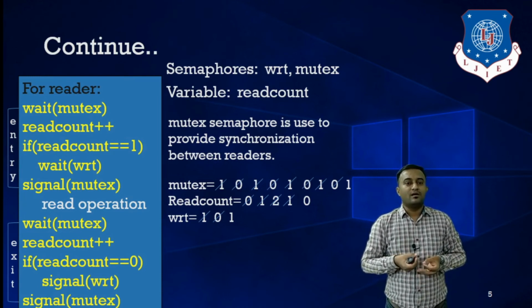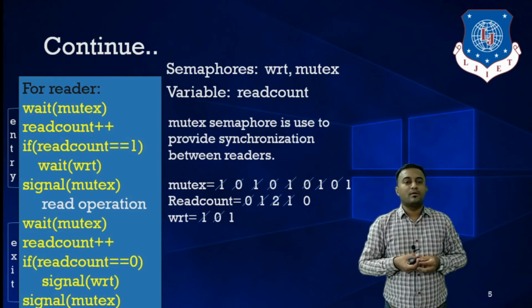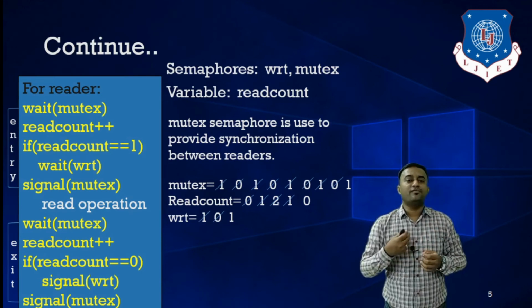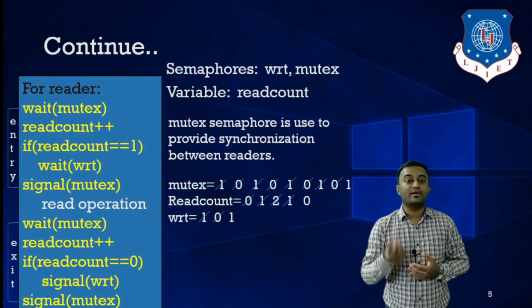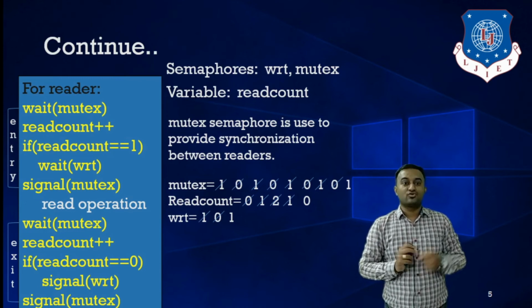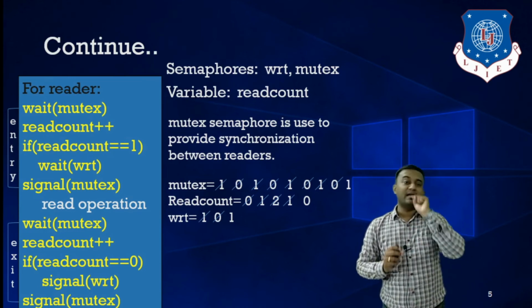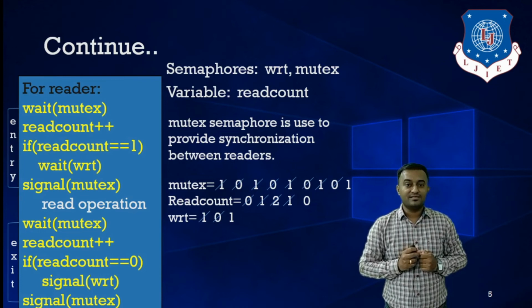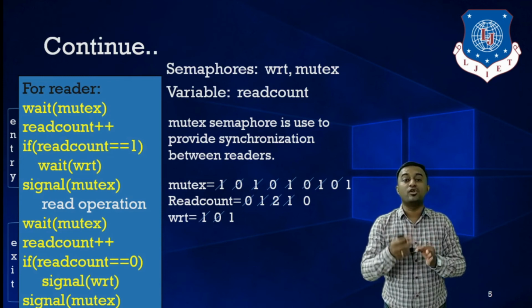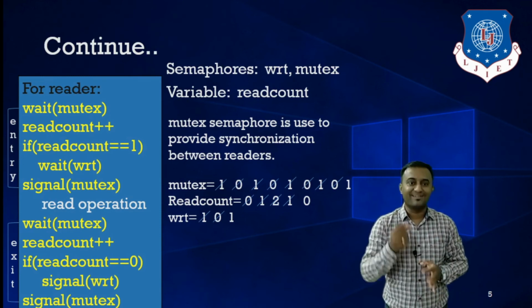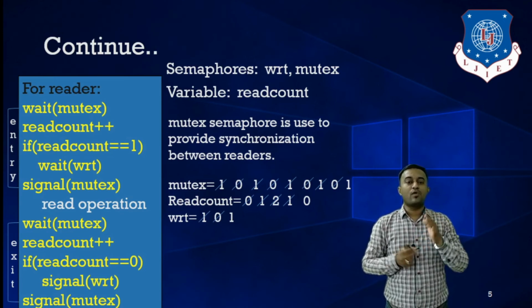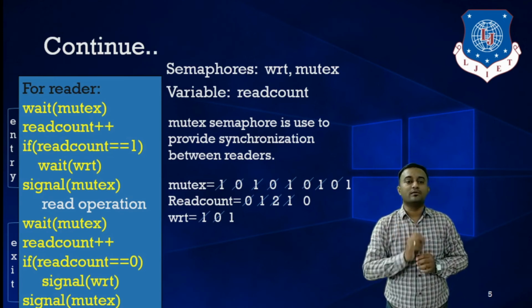Once a particular reader enters the critical section, if another reader wants to enter the critical section, it should be allowed. So that's why this signal needs to be executed, so that another reader can enter. Yes, because if another reader wants to enter, the value of mutex needs to be 1. So that's why we are doing signal of mutex.